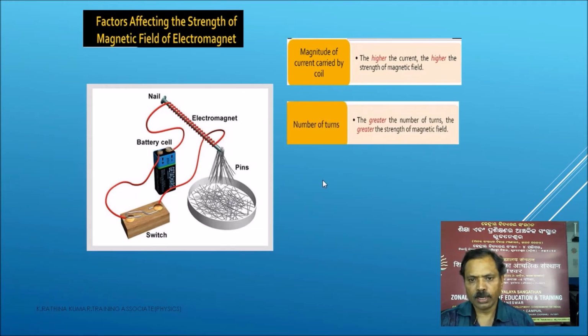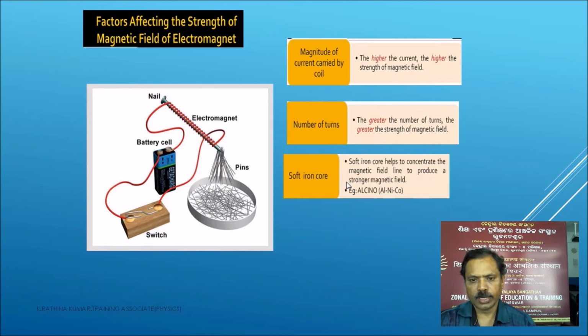Then second, number of turns. Yes, if the number of turns increases, the magnetic field will also increase. The greater the number of turns, the greater the strength of the magnetic field. Then soft iron core. A soft iron core helps to concentrate the magnetic field lines to produce a strong magnetic field. Example, alnico. It is one of the materials which, as a soft iron core, can increase the magnetic strength of the electromagnet.